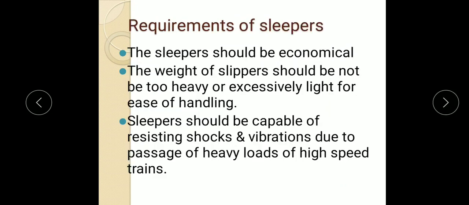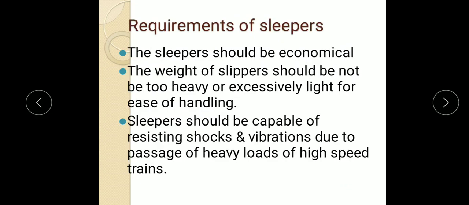Various types of sleepers are available, but there are certain standard requirements of sleepers. So, the first requirement is that the sleepers should be economical. The cost required for the sleeper should not be too high, that is, it should be economical. The next requirement is that the weight of sleepers should not be too heavy or excessively light, for ease of handling.